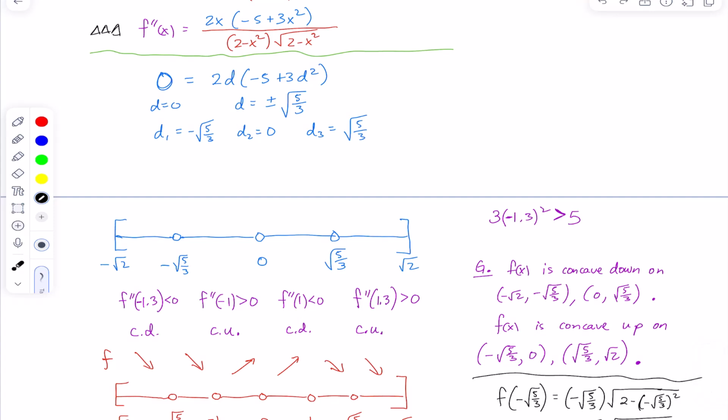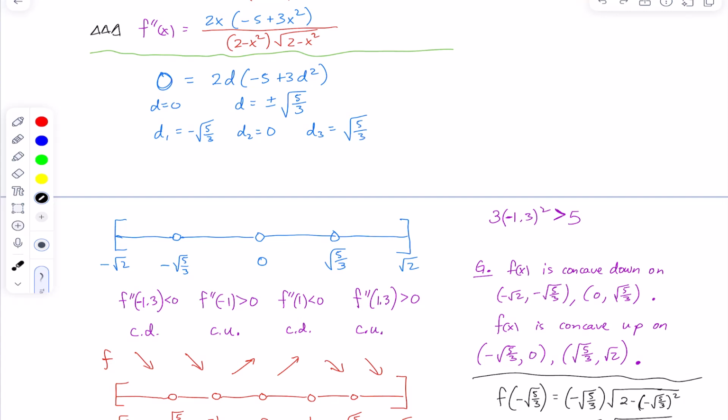We need the second derivative to be continuous in order to have any chance of inflection points. So that's why there is no reason to find type 2 critical numbers for the first derivative. We only need type 1, and so we set the second derivative equal to 0 and then solve for d. Once again, a lot of factoring, not a surprise. And there's 3 d values.